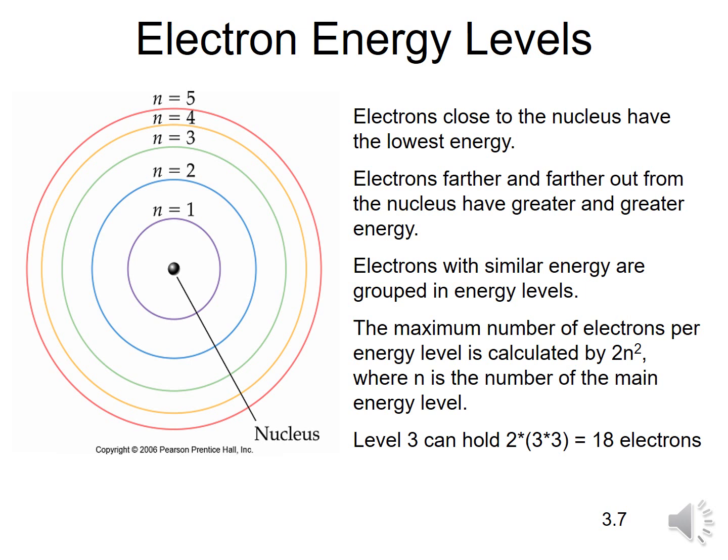The energy levels are electrons that are grouped because of their similar energies. The maximum number of electrons that can go in a single energy level is calculated by the formula 2n squared. So the first energy level can hold 2 times 1 squared, or 2 electrons. The second energy level holds 2 times 2 squared, 8 electrons. Level 3 can hold 2 times 3 squared. 3 squared is 9 times 2, so 18 electrons fit in the third energy level, and so on.